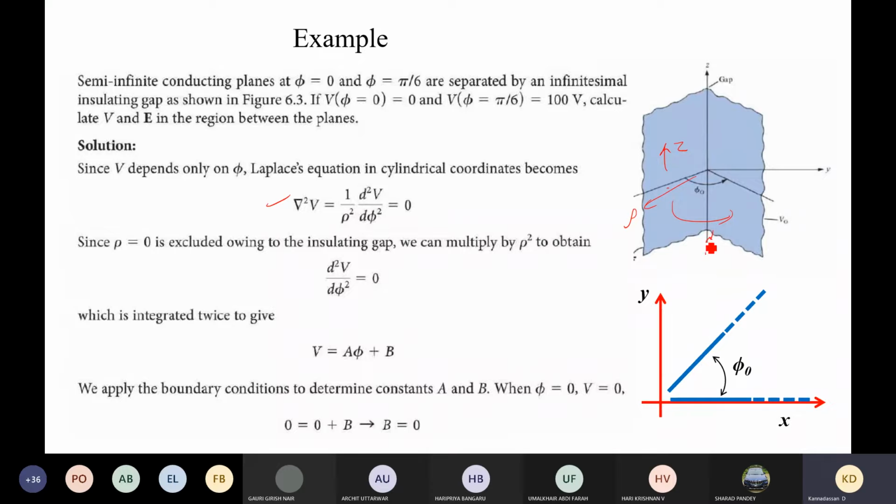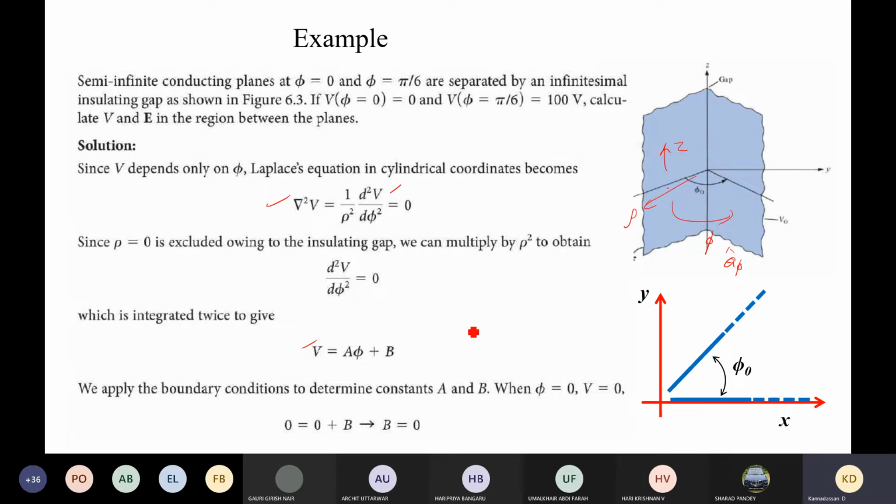Or the field component will exist only along the phi direction. So you can easily always think that there will be a phi component alone available for the electric field. Just one simple understanding. So this becomes a one-dimensional problem. When we solve that, we will get this simple equation. And we have to calculate A and B.